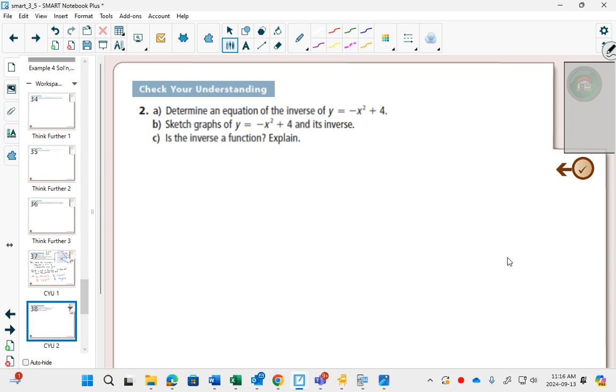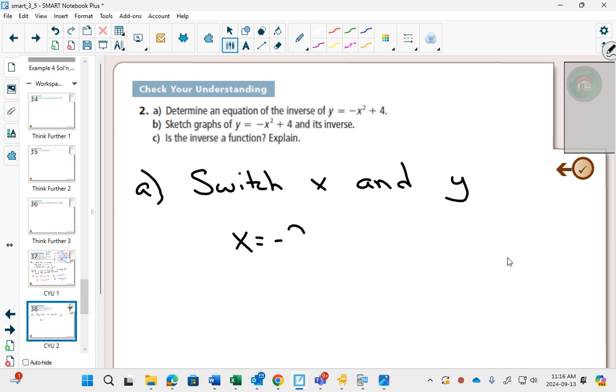Question A says determine an equation of the inverse of y equals negative x squared plus 4, and then in B, sketch the graph. Okay, so we're going to still use the big idea here that if you want an inverse, you have to switch x and y. So if I want an equation of an inverse, I switch x and y.